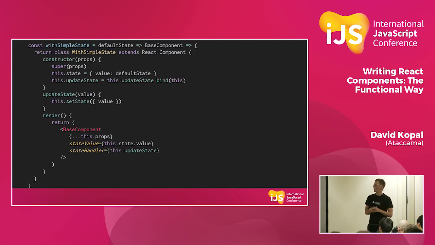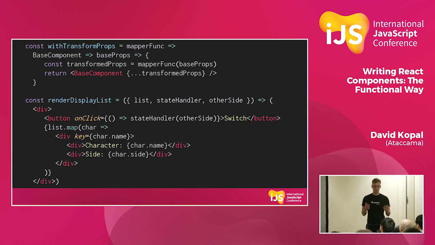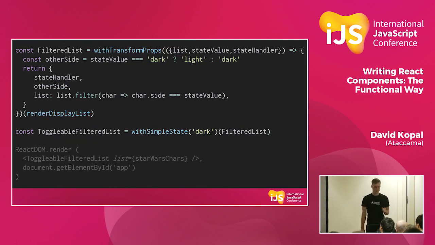Here again, we have our with simple state higher order component. We already know what it does. It just creates a state handler and passes it down to the base component along with the original props. Then we have the with transform props component. It still does the same thing. We pass the configuration function, and it does something with our props and passes it to the base component. We have render display list. We already know what it does. So let's take a look at the composition.